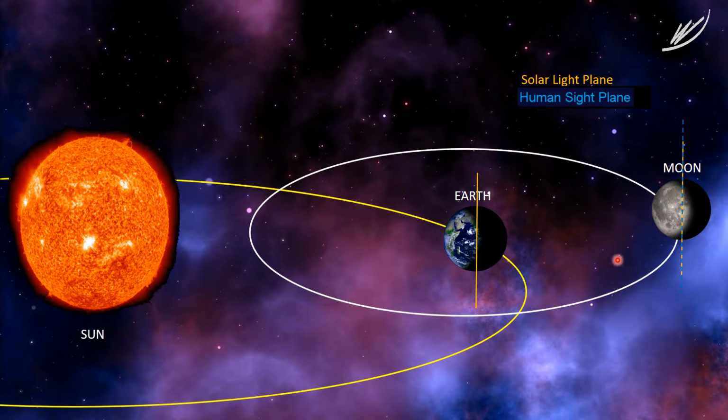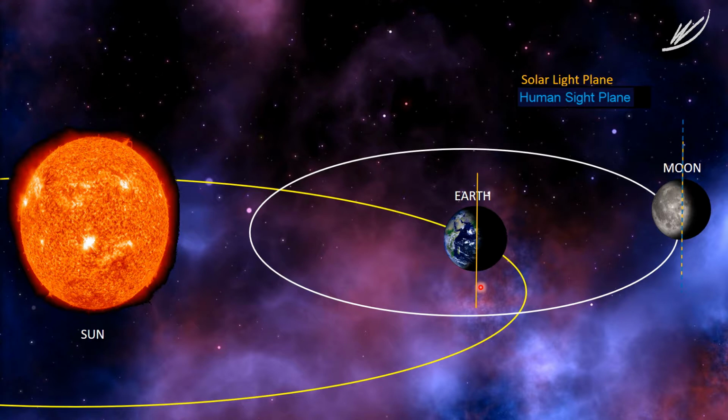Before we move forward, we have to understand the fact that any object in our solar system is always lit half by the Sun's light. It can be the Moon, the Earth, or any meteor that is wandering in our solar system. This is also the reason behind the day and night effect on Earth. The plane which is lit bright is termed as solar light plane, represented by a yellow line here.